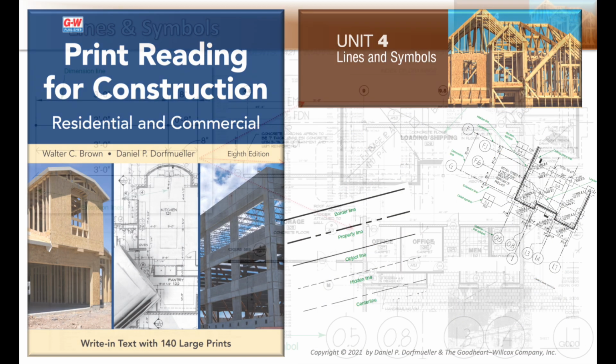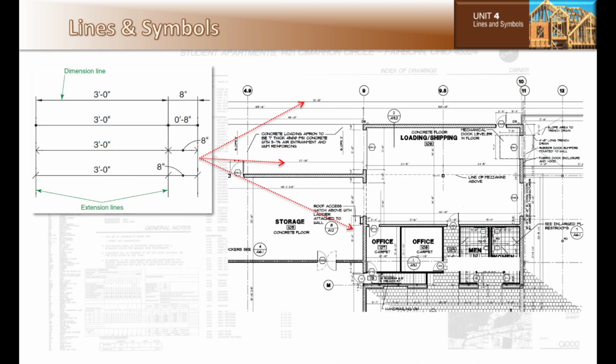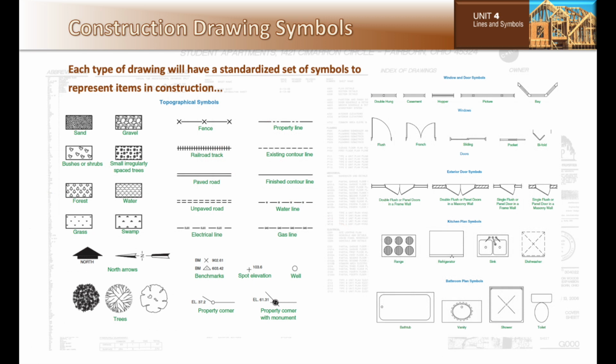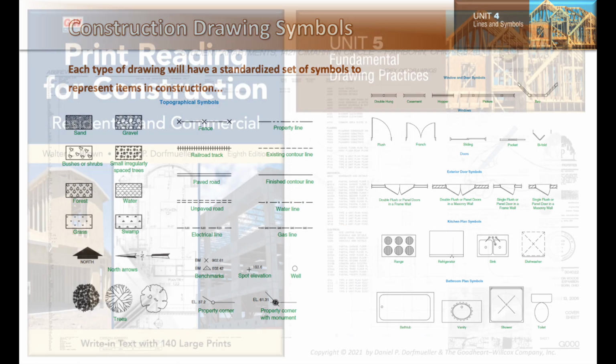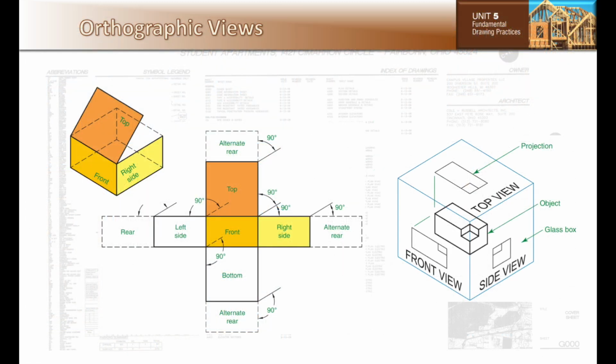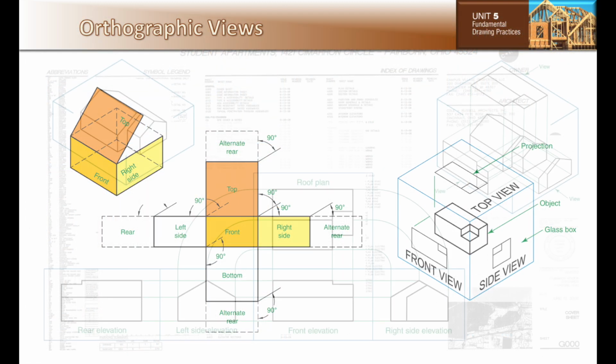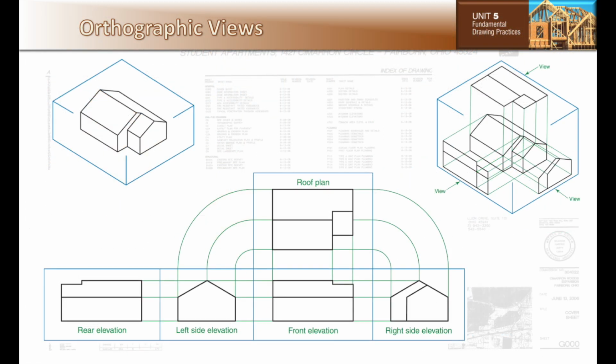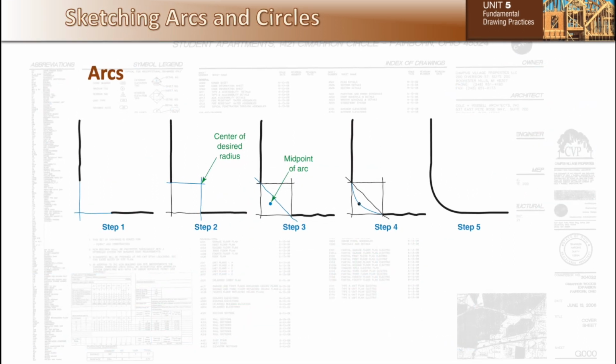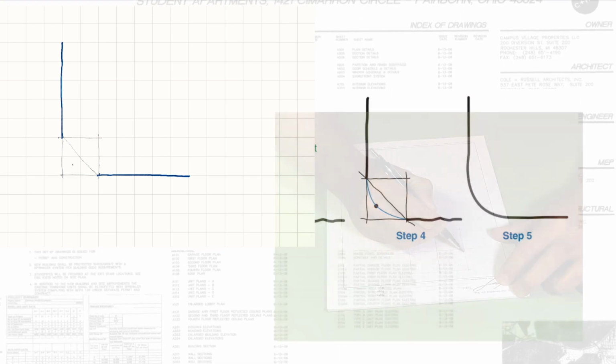In Unit 4, we explore what all those lines and symbols mean on the drawings, including symbols to communicate different materials used in construction. In Unit 5, the fundamental drawing practices, we teach the basics of orthographic projection and how to sketch freehand.